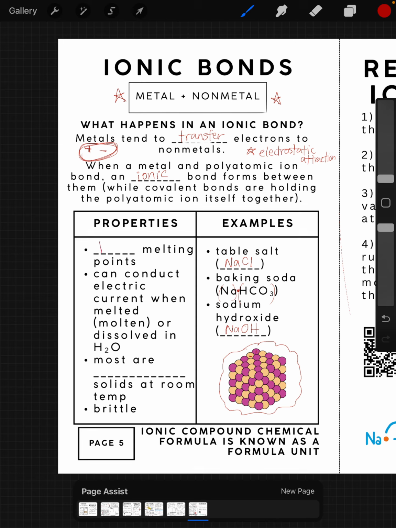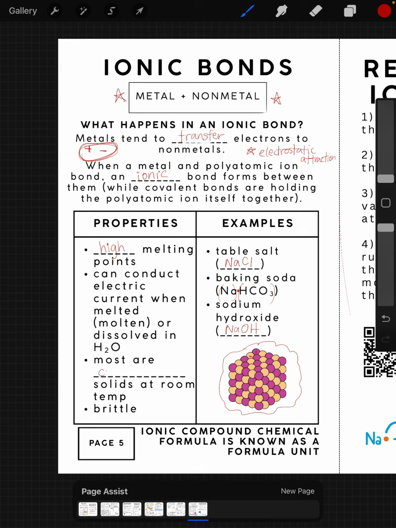So ionic bonds, they have high melting points. If you think about this, it's really, really hard to melt table salt, if you've ever tried doing that, okay? Ionic bonds can conduct electric current when they're melted or dissolved in water. Again, if you really want to know why that happens, you can come talk to me. We covered that in AP.